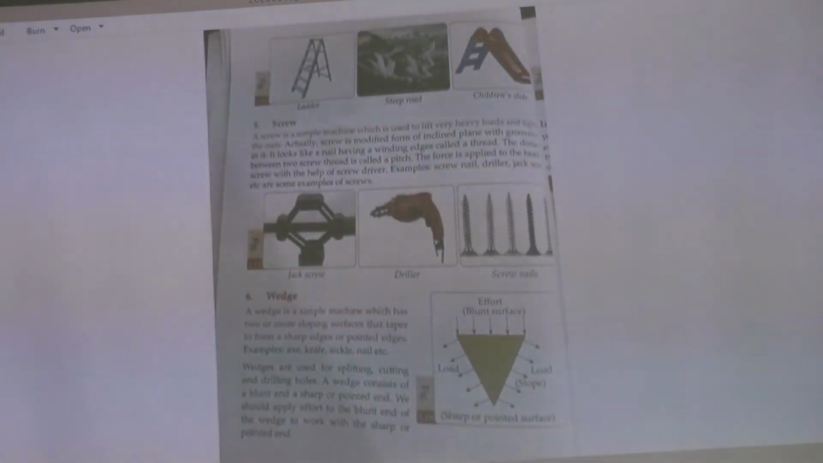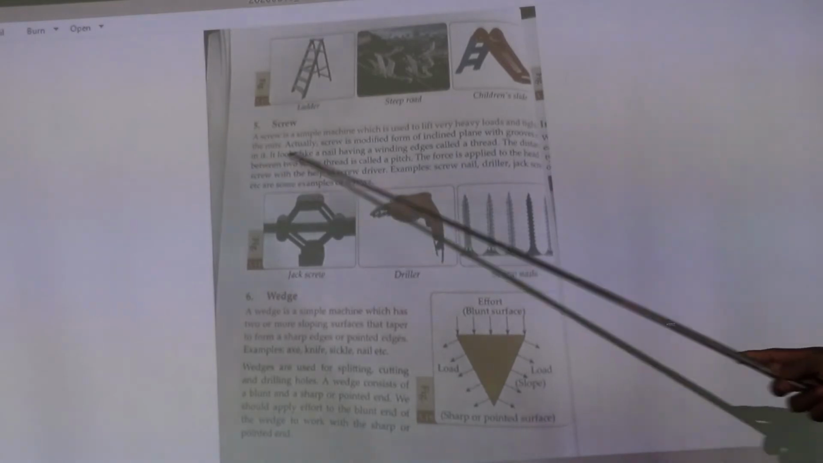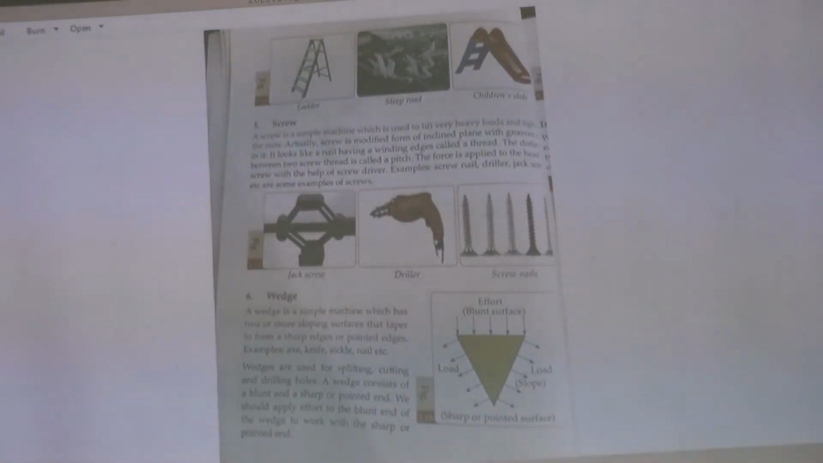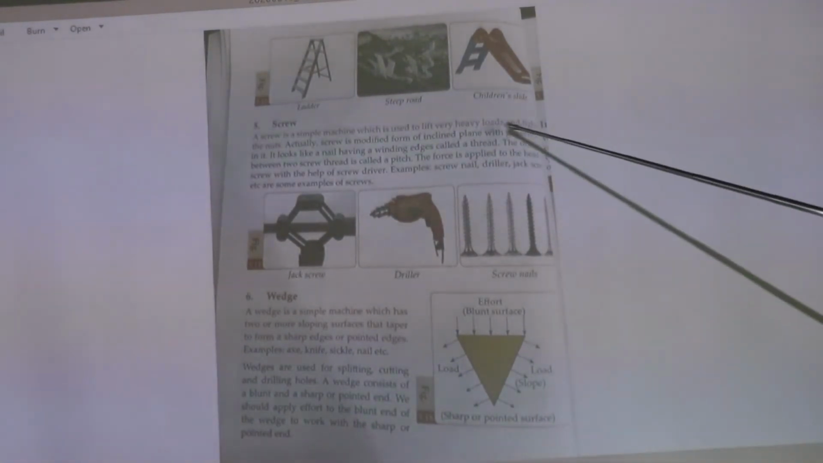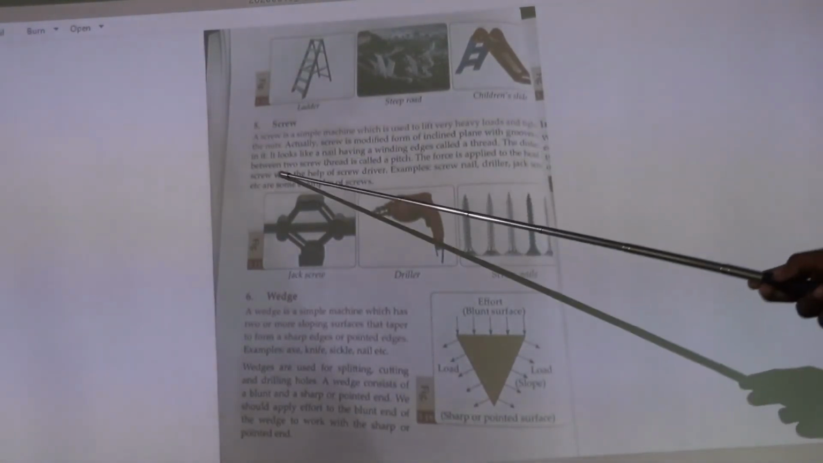These are the examples of the wheel. These are the examples of inclined plane. And number 5 is screw. A screw is a simple machine which is used to lift very heavy loads and tie the knots.